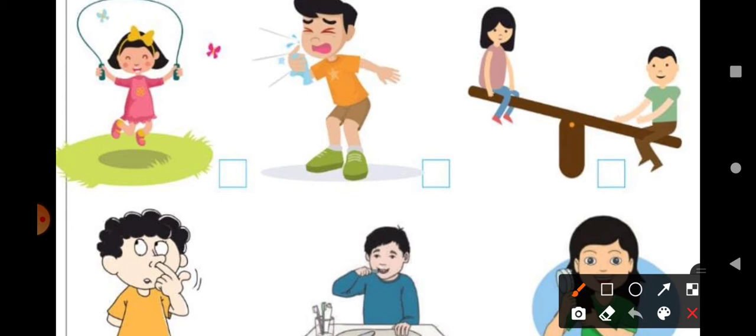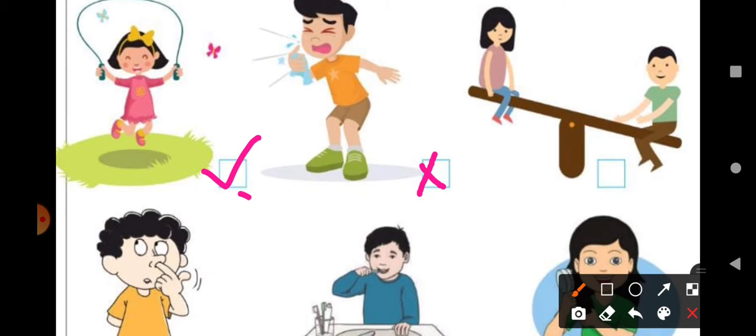Yes, it is a healthy activity, okay. So it will keep us healthy. See a boy, he is having a cold and he is sneezing, right? So it is not good, okay. Always you have to cover your mouth and nose while you are sneezing or coughing, okay?